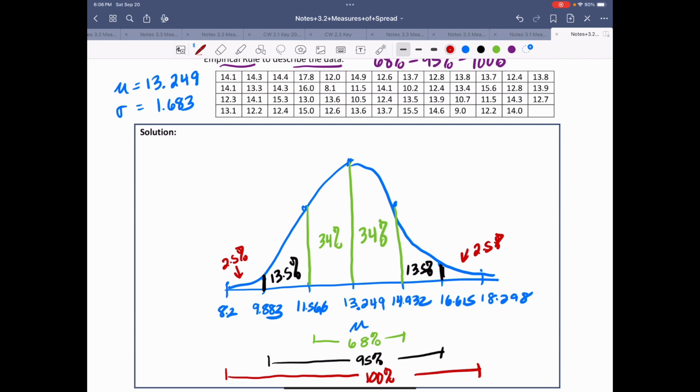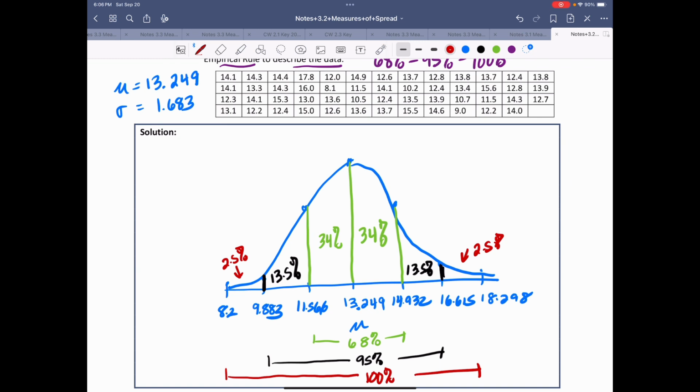Now, it's going to ask you stuff like what percent of states are between 14.932 and 16.615 as far as the population of people over 65? And you're going to say 13.5. Or what proportion of states are between 8.2 and 18.298? And you're going to say almost all.